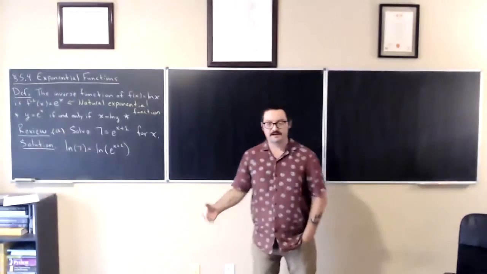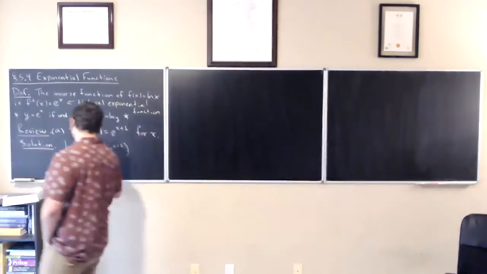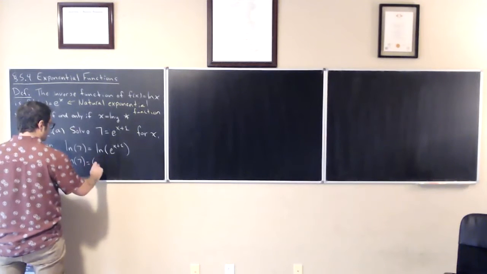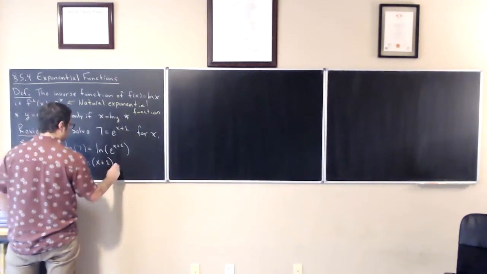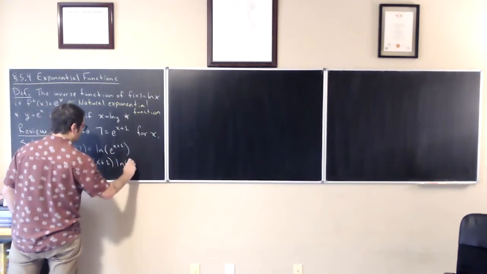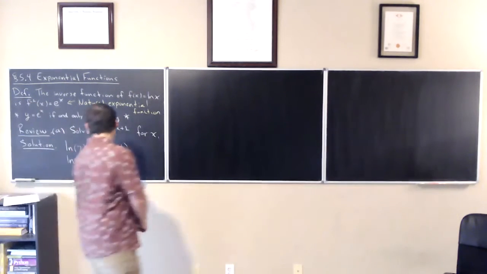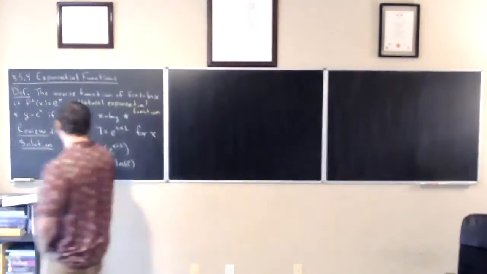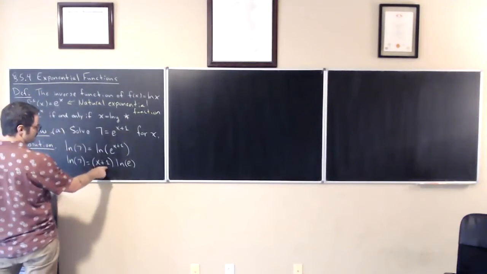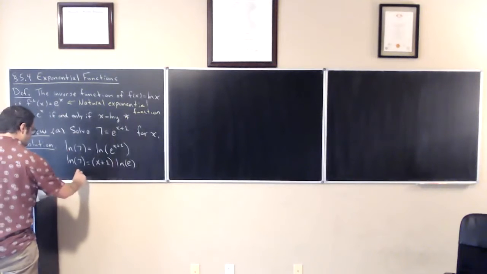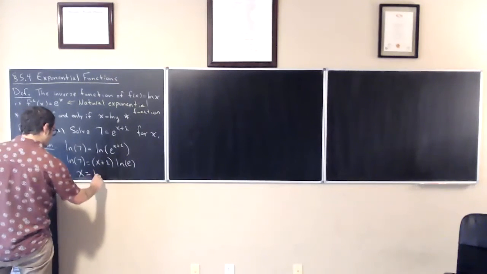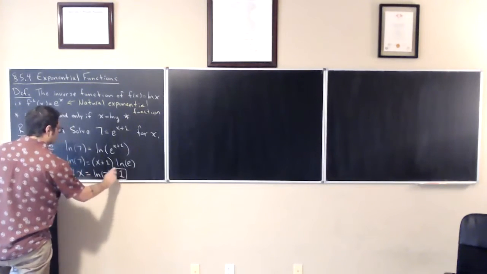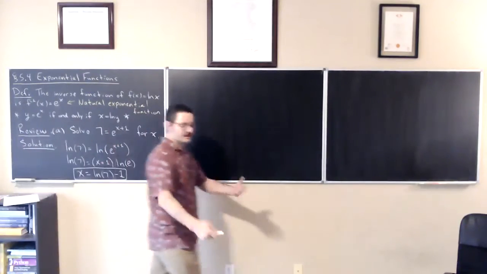Now, by the exponent property of natural logarithms, we have that this is equal to natural log of 7 times x plus 1 times the natural log of e. All right, but natural log of e is just 1, right? So then we get natural log 7 is equal to x plus 1 times 1. So in the end, we get that x is equal to natural log of 7 minus 1 if you solve for x. And that's again because natural log of e is 1.